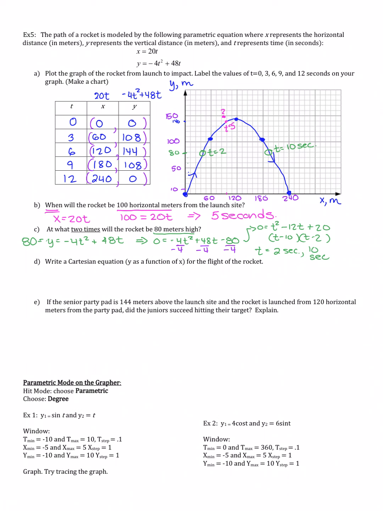Okay? Now it wants us to write a Cartesian equation. In other words, eliminate your parameter t. So just like before, here's the 2 equations I'm working with. x equals 20t and y equals -4t squared plus 48t. So I always start with the x and isolate my t. So x over 20 equals t. And then we substitute that into the y equation. So y is going to equal -4 times (x over 20) squared plus 48 times x over 20.